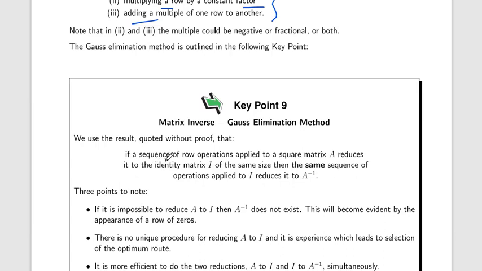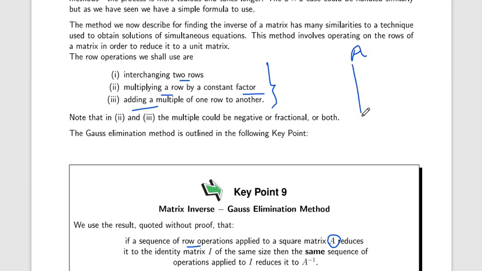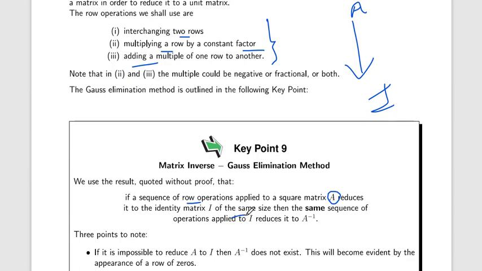Now here, as I said, if a sequence of row operations applied to a square matrix A reduces it to the identity matrix, like we already said, we transform A into the identity matrix. If the same operations, in the same sequence, are applied to an identity matrix of the same size, like first we add R1 to R2, then multiply R2, then add R3, then it will reduce to the inverse of A.